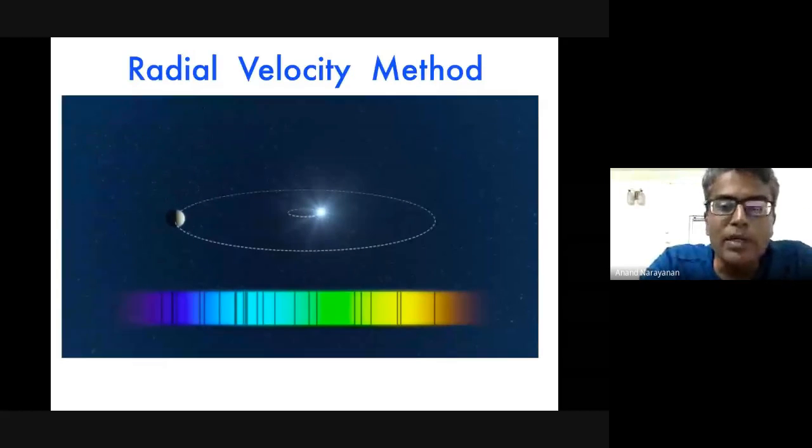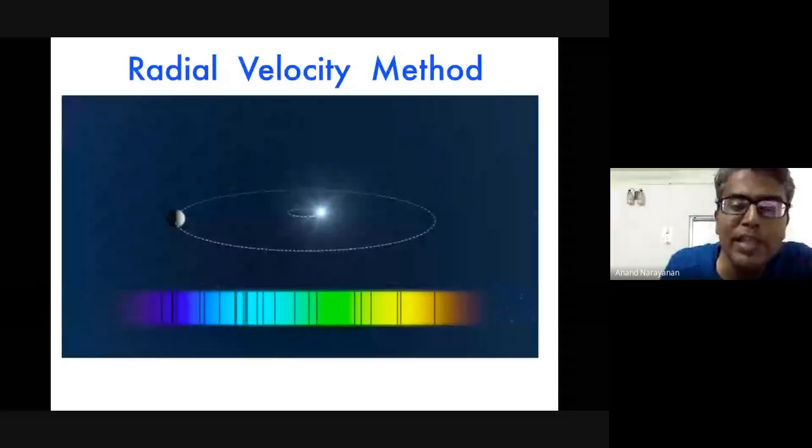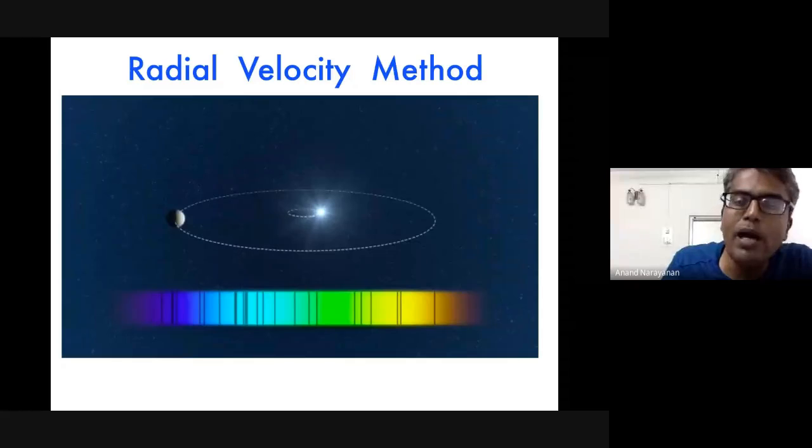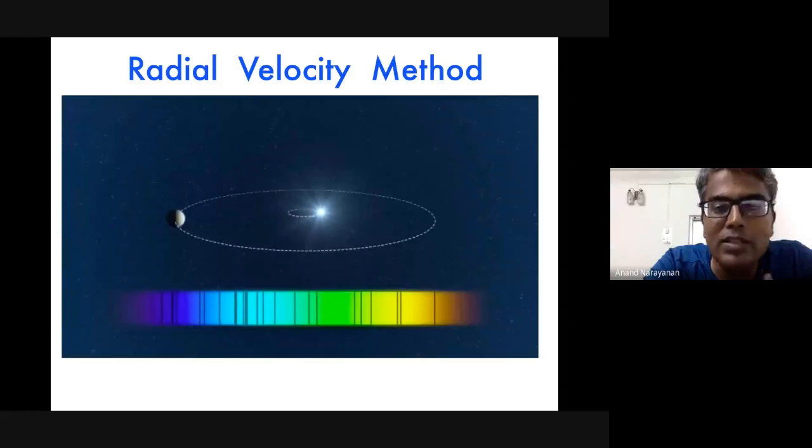But in reality, if you want to give an exact description to this entire scenario, the exact description would be that the planet is not actually going around the star, but the planet is going around the center of mass of the star-planet system. The center of mass is like, I'm sure all of you are familiar with what a seesaw is.